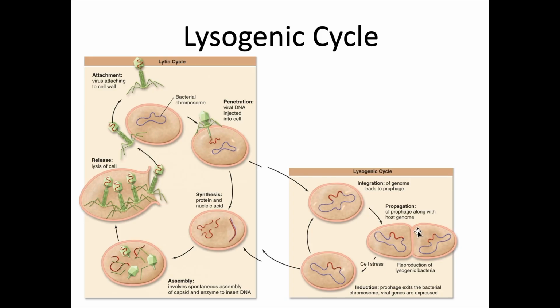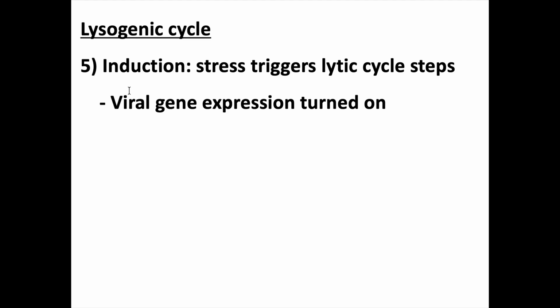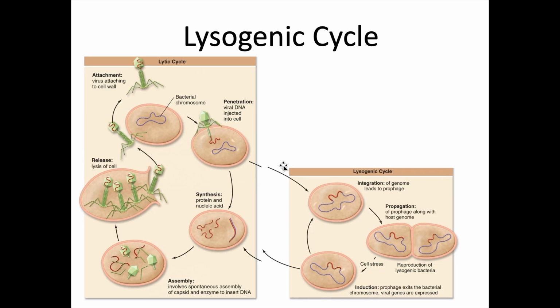The party is over as soon as the host cell experiences any sort of metabolic stress. Maybe the temperature is getting too high, or maybe it's running low on sugars. As soon as the host cell starts to get stressed out, like rats leaving a sinking ship, this virus is going to start expressing its genes again, force the cell to use what resources it has to make more viruses so it can assemble and then get out of this sinking ship. So induction is where stress triggers the lytic cycle steps and viral gene expression is turned on. And then the same stuff we talked about before: replication, assembly, then egress. So this is the lysogenic cycle, again, sharing a lot of steps with the lytic cycle.